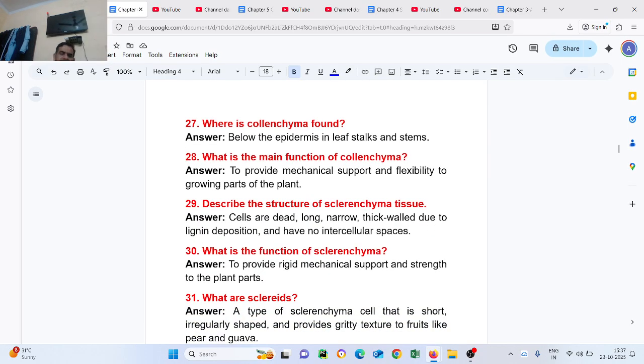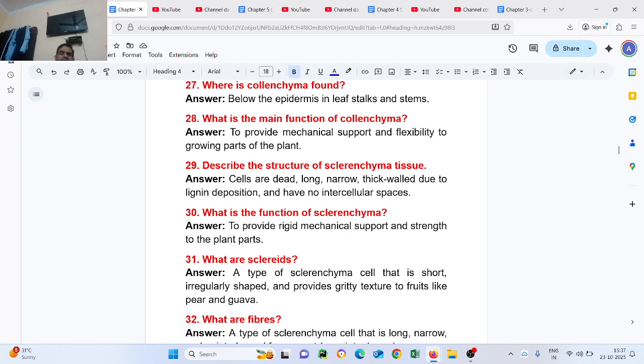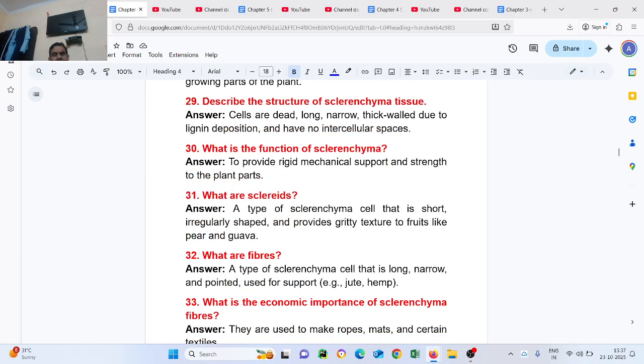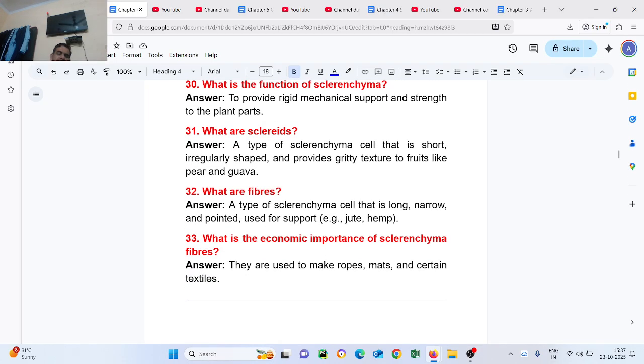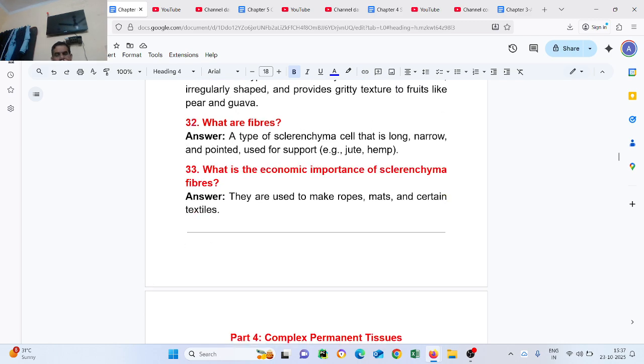Question number 31. What are sclereids? Answer: a type of sclerenchyma cell that is short, irregularly shaped, and provides a gritty texture to fruits like pear and guava. Question number 32. What are fibers? Answer: a type of sclerenchyma cell that is long, narrow, and pointed, used for support. Example: jute and hemp. Question number 33. What is the economic importance of sclerenchyma? Answer: they are used to make ropes, mats, curtains, and certain textiles.